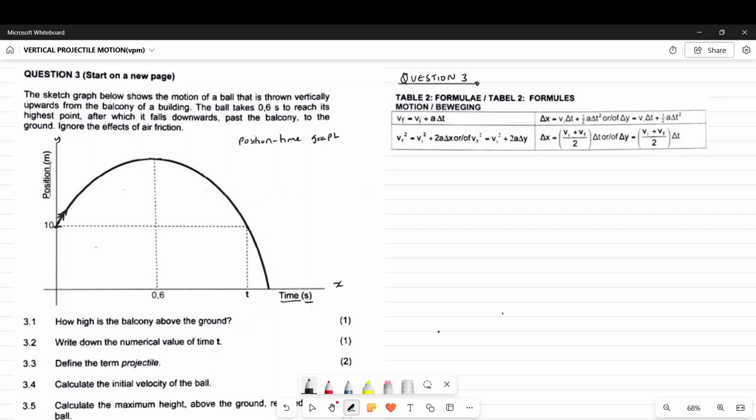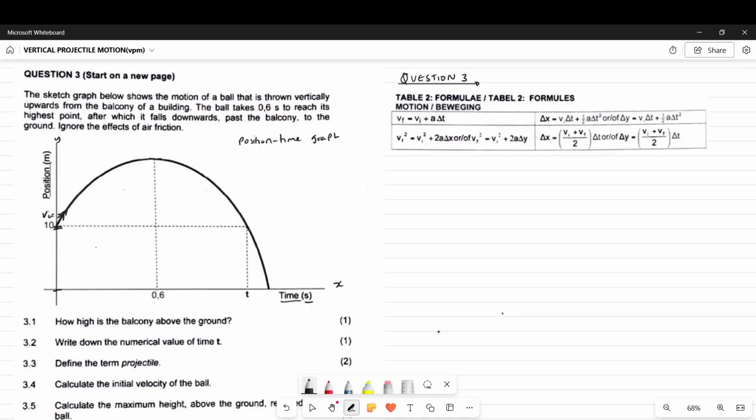So now over here you can see our motion starts right here, and over here we have v initial. And then the height above the ground is 10 meters, because the ball was thrown from 10 meters above the ground.